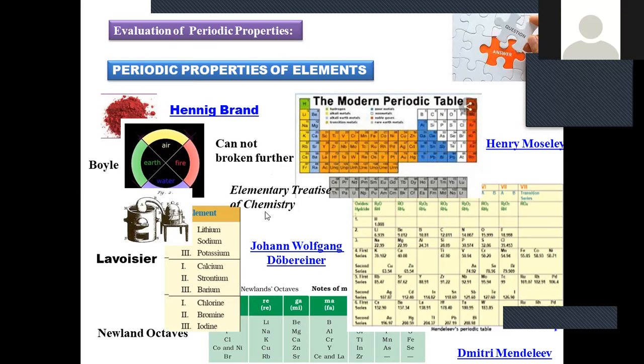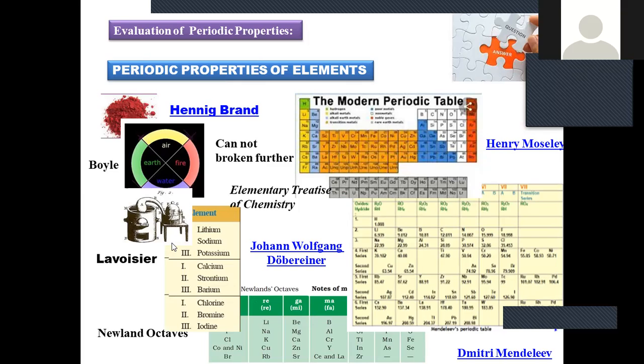Elementary Treatise of Chemistry. So that is the book given by this one. And Robert Boyle used to classify, at the time of Robert Boyle, 13 elements were well known to us, and those elements are not further broken into any tiny particles. The element itself is the tiniest particle. Further breakage of that element may not be possible, right? This is a second generation classification.